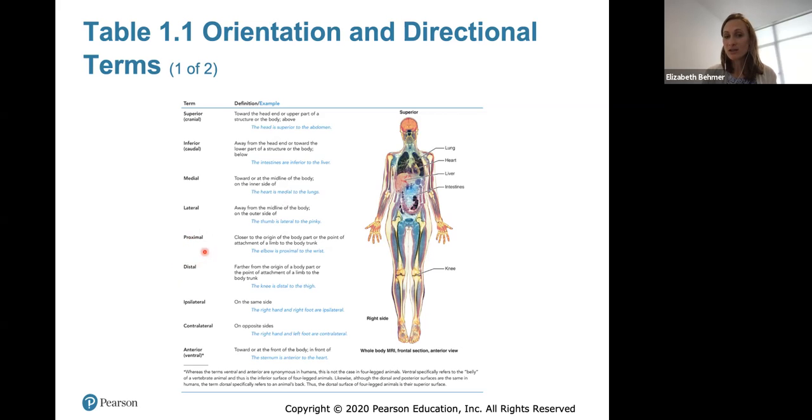Proximal and distal are also regional terms. Proximal is closer to the origin of attachment, so closer to the trunk, and distal is further away from the point of attachment. So the knee is distal to the thigh because the knee is further away from your body trunk than your thigh is. Ipsilateral is on the same side, and contralateral is describing something on the opposite side of the body.